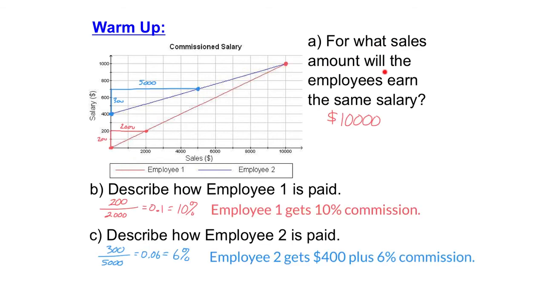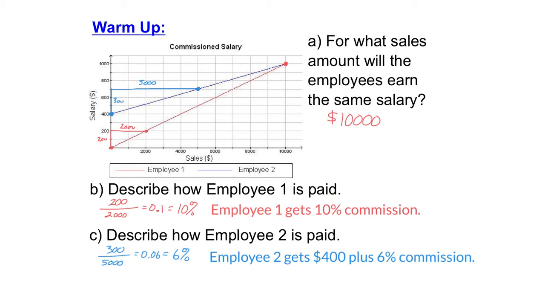For what sales amount will the employees earn the same salary? Well, this point of intersection is where they have the same salary. They have the same salary of $1,000 when they have $10,000 in sales. So that's $10,000 is the sales amount where the employees get the same salary.